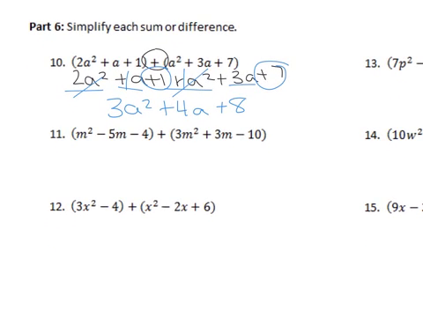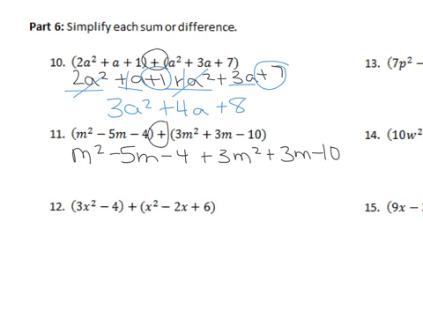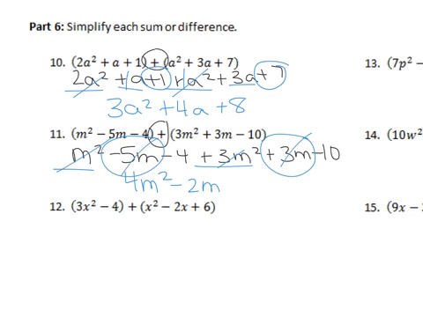And then number 11, you have pluses again. So I'm just going to copy m squared minus 5m minus 4 plus 3m squared plus 3m minus 10. So 1m squared and 3m squared is 4m squared. Negative 5m and 3m is negative 2m. Negative 10 and negative 4 is negative 14.